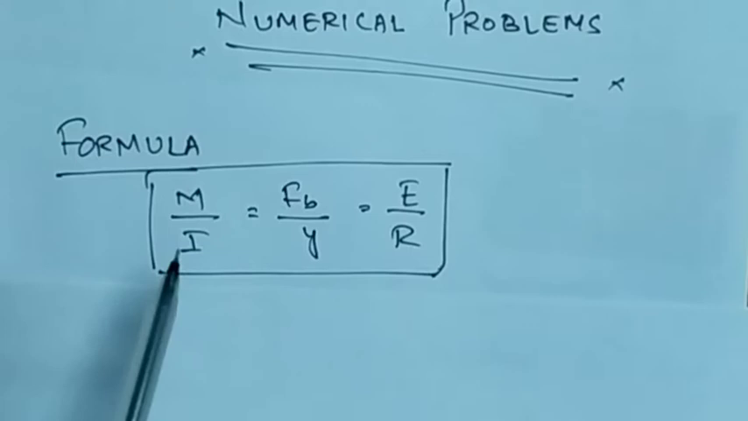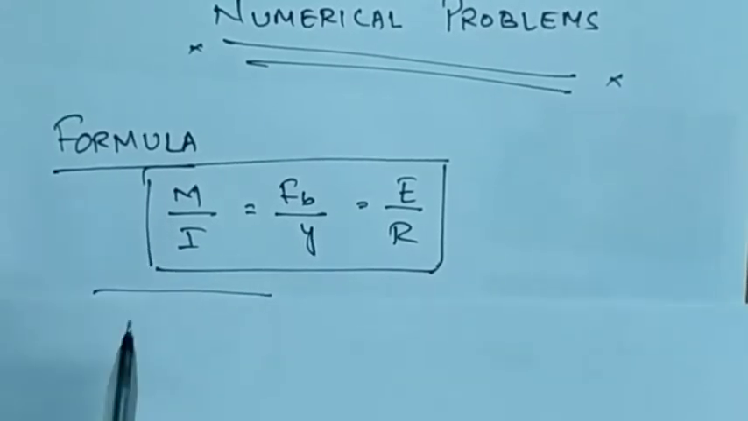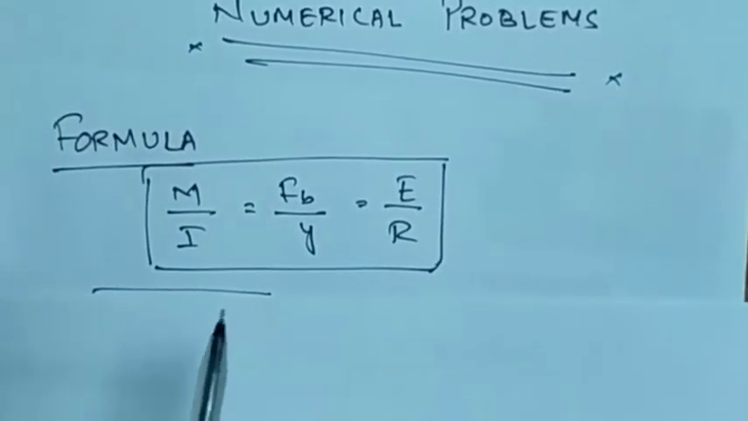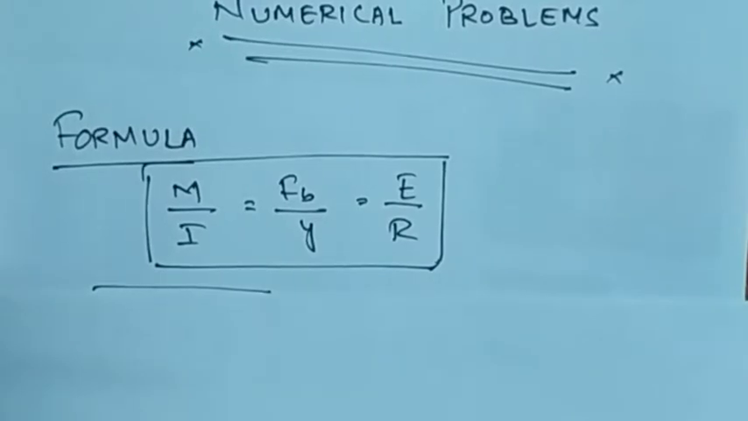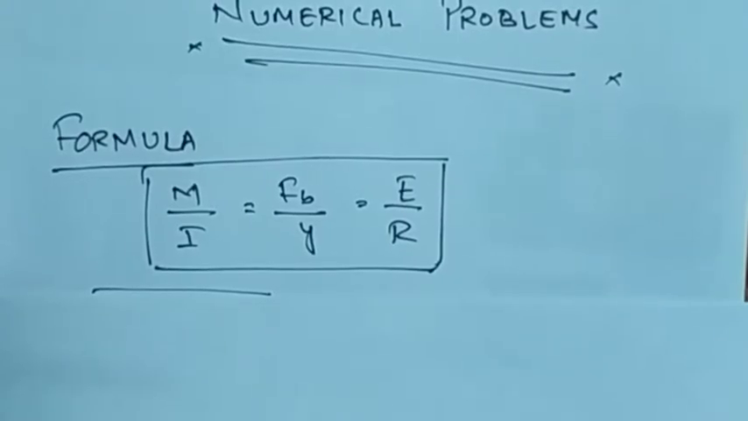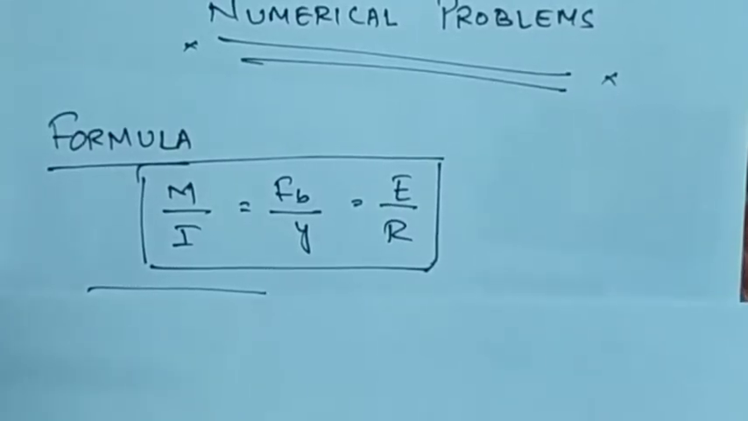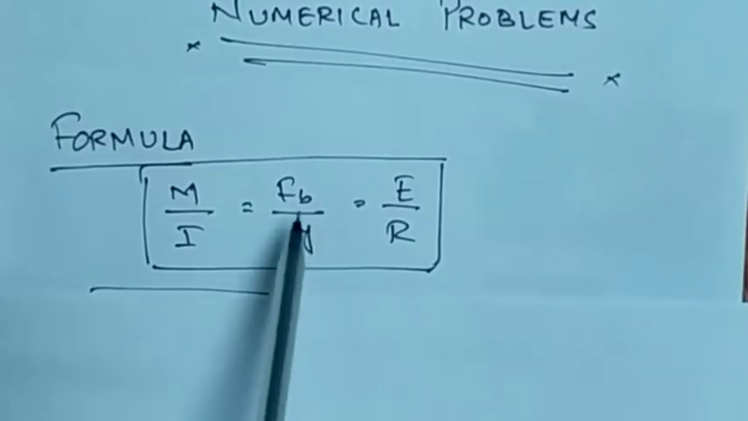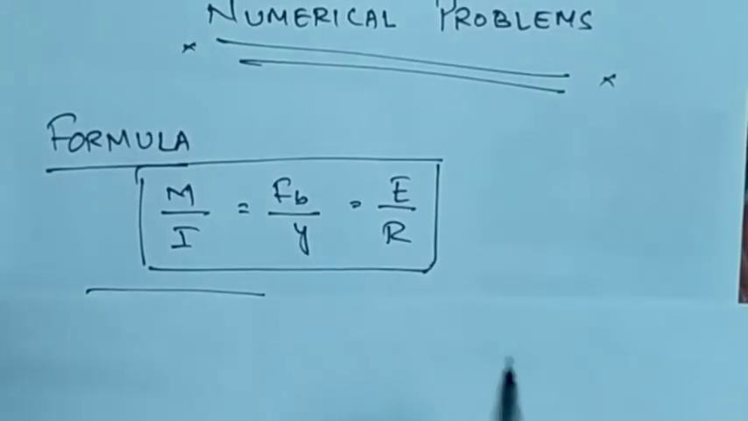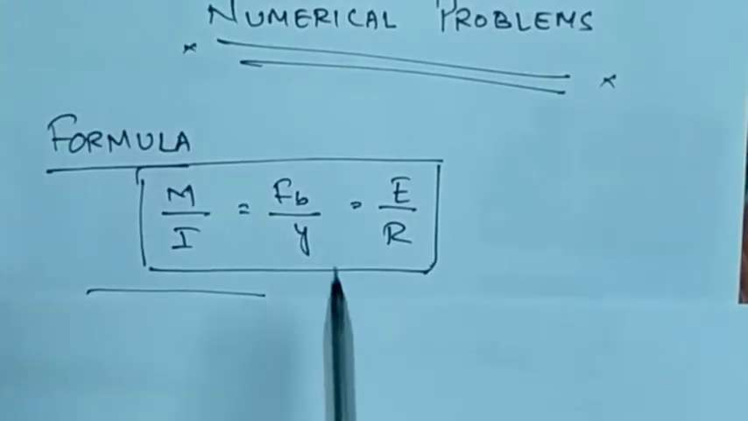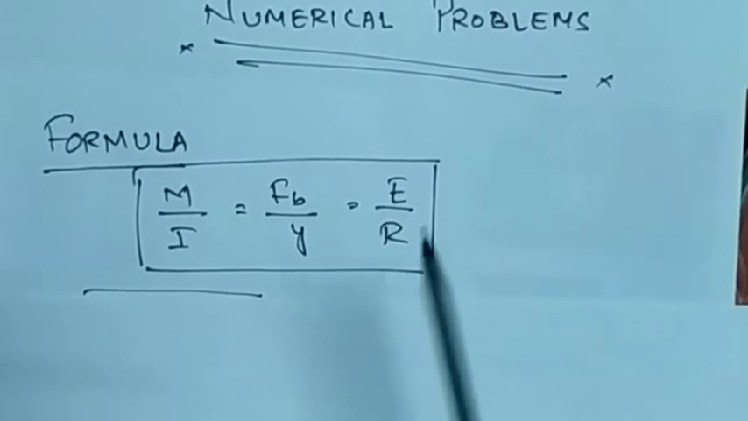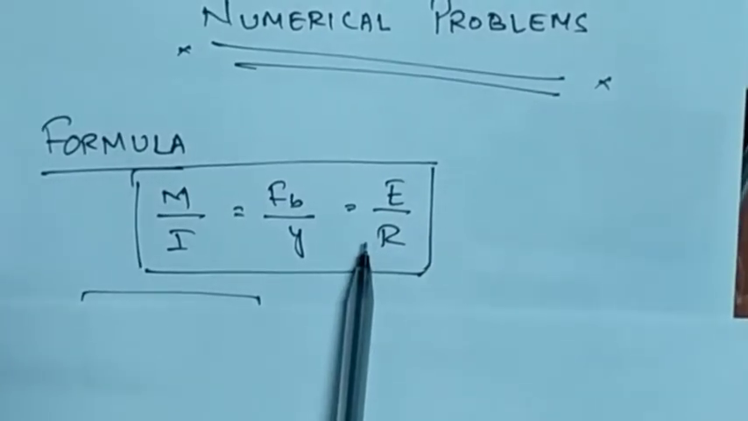Here in this formula, M stands for bending moment, which is the product of force into the distance, that is the length of the beam. Next is I. I is the moment of inertia, which is the sum of the product of mass into the distance of each particle from the center of gravity. Next is FB. FB stands for bending stress. Next is Y. Y is the maximum distance of the outermost layer from the neutral axis. E stands for modulus of elasticity and R is the radius of curvature.